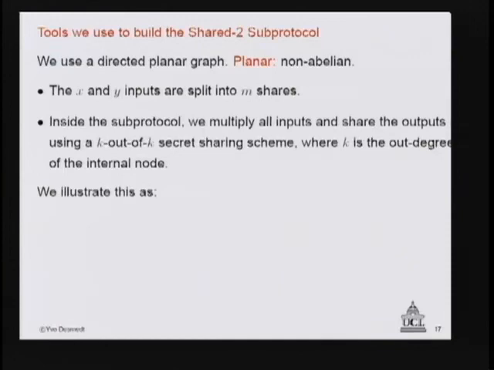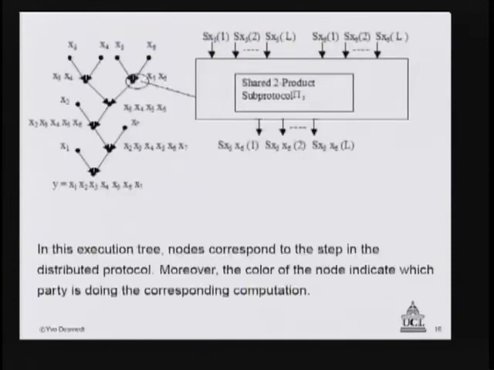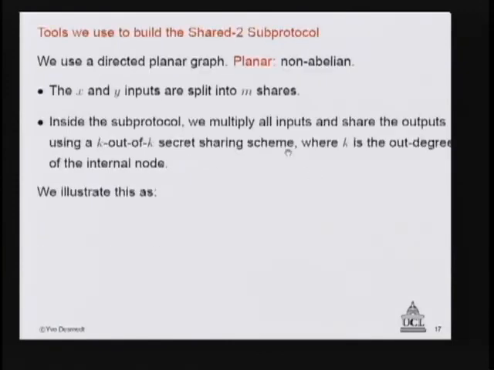So now what are the tools that we use to build the shared 2 subprotocol? We basically have here a shared 2 subprotocol, and then we continue with this shared sub 2 protocol. So the x and y inputs are split into m shares. On the slide it says capital L, it's the same notation as the L, it's just that we use 2 symbols for the same, unfortunately. Inside the subprotocol, we don't use t out of n schemes. We use only k out of k, and that's very easy to do, because what you're going to do is you're just going to choose k minus 1 random elements, and then you're going to choose the kth one, so that the product of it gives you some secret. Okay?